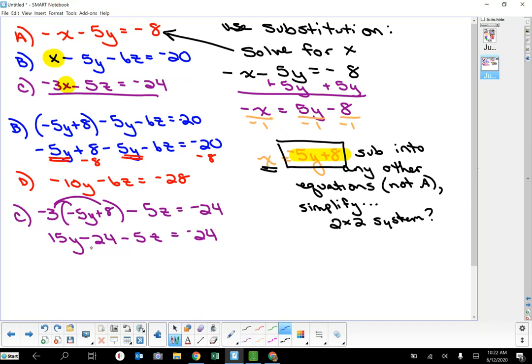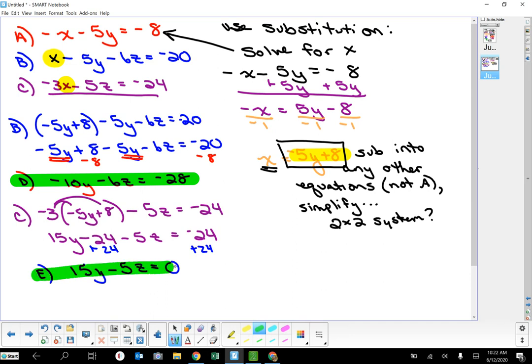If I add a 24 to both sides, don't let that freak you out. We're going to get a 15y minus 5z equals 0. That can happen. Don't worry about that. And this is equation E. Okay, so now I'm going to use equation D and equation E. And notice they both have a y and a z variable.